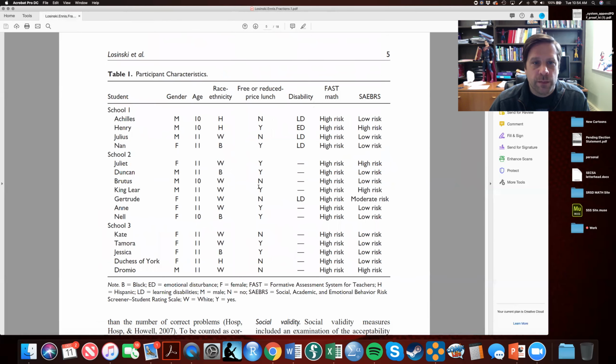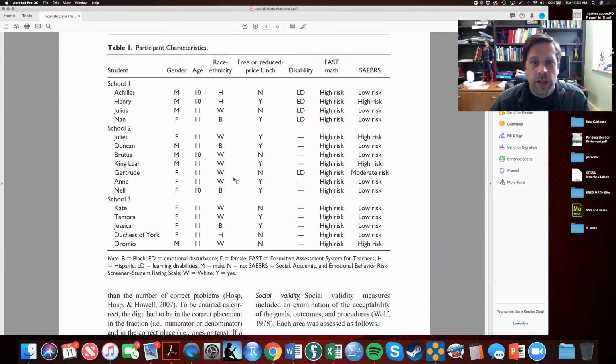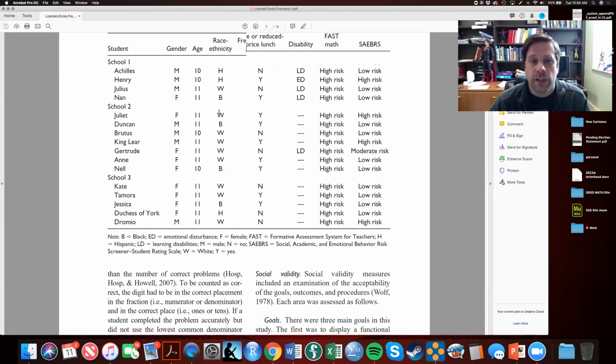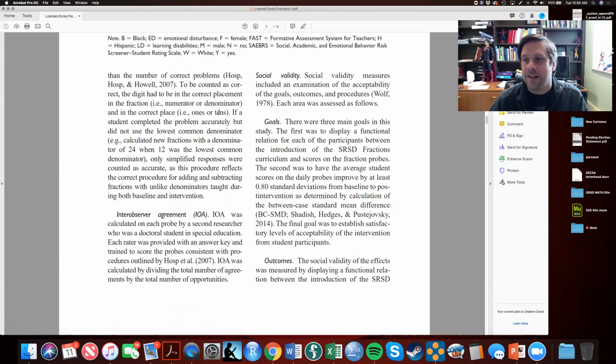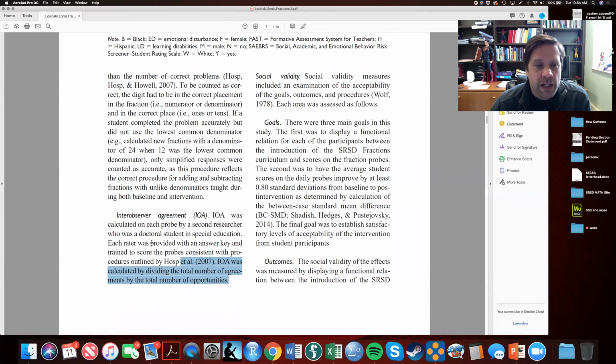So then we have a participant graph table. I wouldn't necessarily worry about this for any of your studies because you're going to be making all of this stuff up. You can go ahead and make it if you want to, but it's not a requirement.